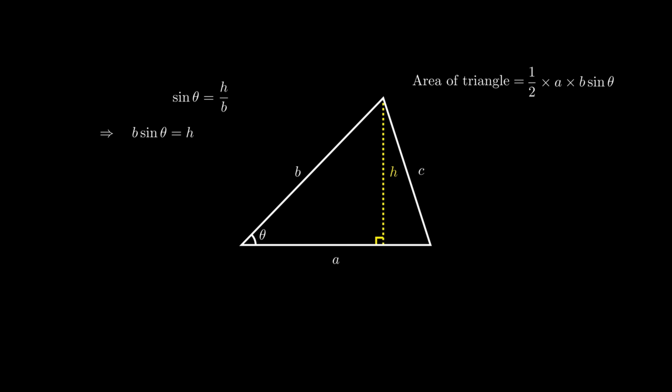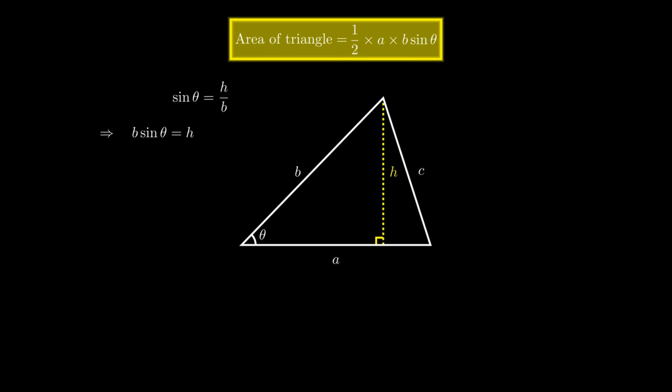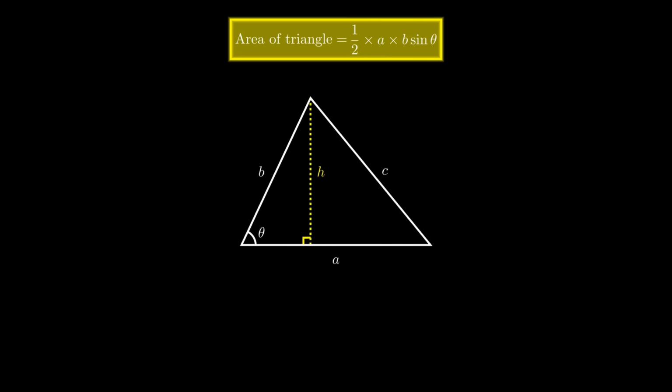Now you can find the area of a triangle without knowing its height. This formula is used in any triangle. It only requires two sides and the angle between them. So keep this formula in mind to find the area of any triangle.